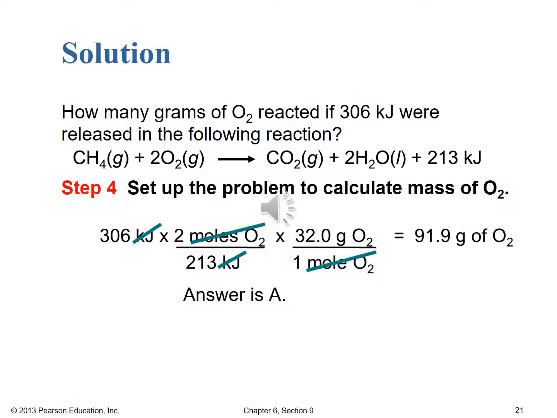Finally, moving on to step 4, set up the problem to calculate the mass of O2. So we start with that 306 kilojoules that we're given. We multiply through by the form with the kilojoules in the denominator so that we are now converted into moles of O2. And then finally, we multiply through by the molar mass of O2 to get grams of O2. And the correct answer, 91.9 grams of O2, was answer choice A. Hopefully that's what you found.